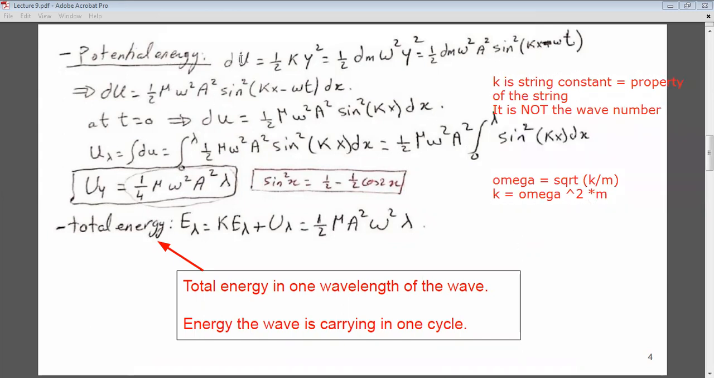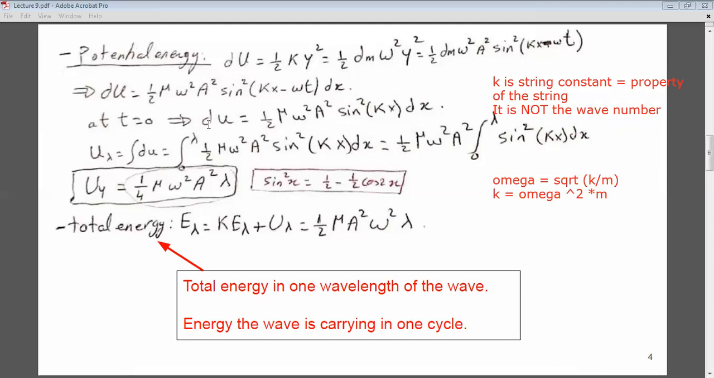So I come here to du is half k y squared. Instead of k, I will put dm times omega square, so half dm omega square y square, and y is nothing but A sine(kx minus omega t), squared. So I get du equal to half mu omega square A square sine square(kx minus omega t) dx, because here I use the fact that dm is mu dx.